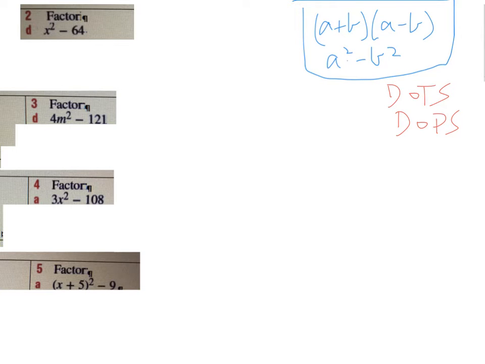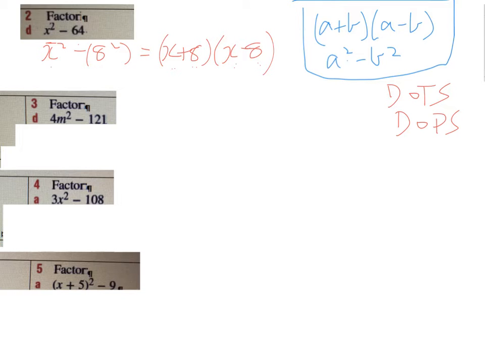Okay, so with this, we're looking at x squared minus 64. Hopefully you know that 64 is 8 squared. I'm going to put that in brackets here just so we're seeing that. So from there, this will become x plus 8, x minus 8. So x times x gives us x squared, x times negative 8 gives us negative 8x, 8 times x gives us 8x, 8 times negative 8 gives us negative 64. We cancel and we end up with that.